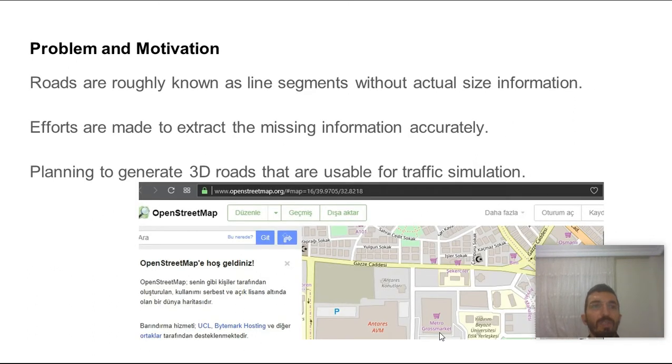Problem and motivation. What's the problem? Roads are drawn in OSM as line segments without actual size information. Therefore, efforts are made to extract the missing information accurately. We are also planning to generate 3D roads that are usable for traffic simulation or other applications. This figure is an OpenStreetMap example.